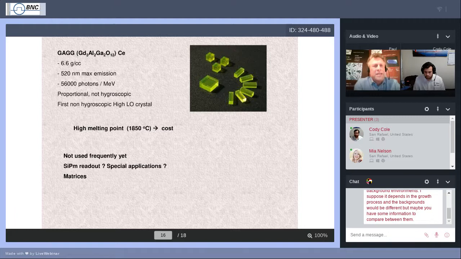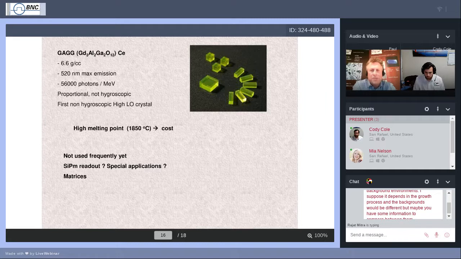The last material I'd like to discuss is GAGG. It's an oxide crystal. It has quite a high density. It has an emission at 520 nanometers, so in the yellow. You can see this, the material looks yellow. It's quite bright, 50,000 photons per MeV.